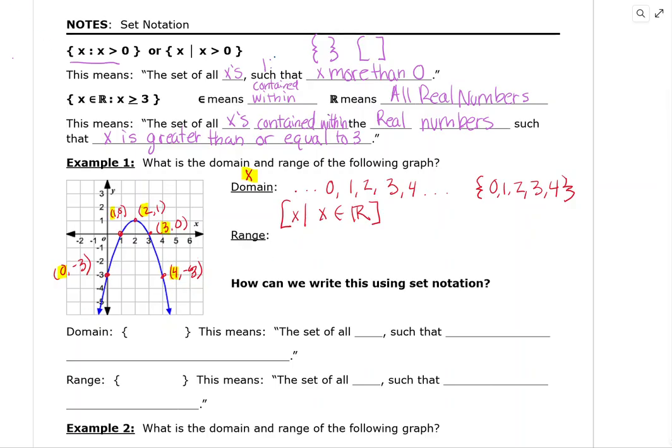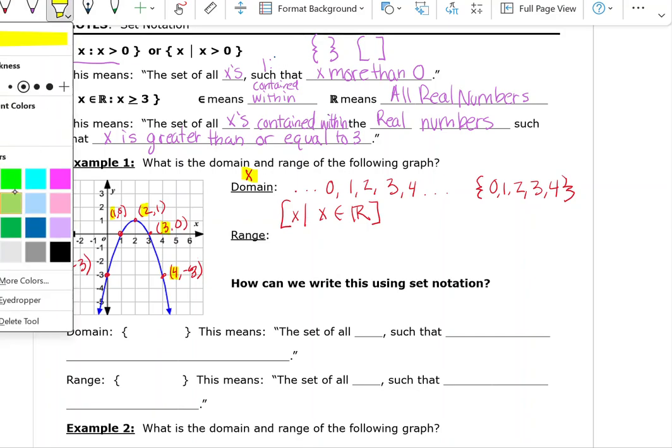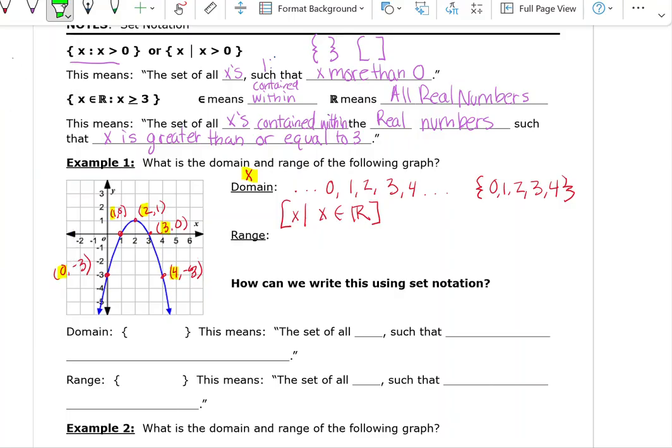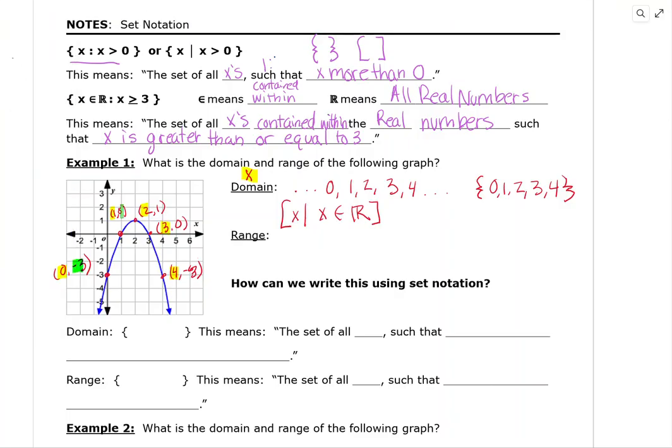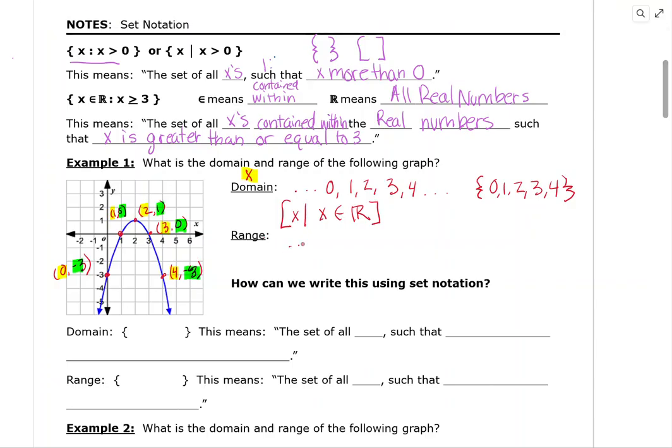Now we're also going to be talking about our range. Our range is going to be our y values. So we have -3, 0, 1, 0, and -3. Some of our ranges are repeating, and remember, if they're repeating, we don't have to write them all out. We start with -3, then we go to 0, 1, 0, and -3. So all of our ranges would be -3, 0, and 1.